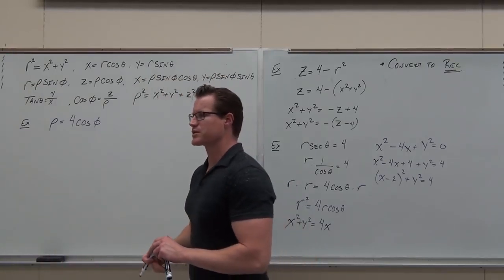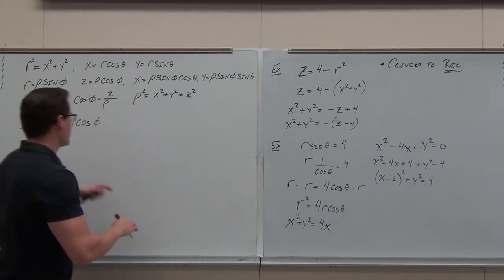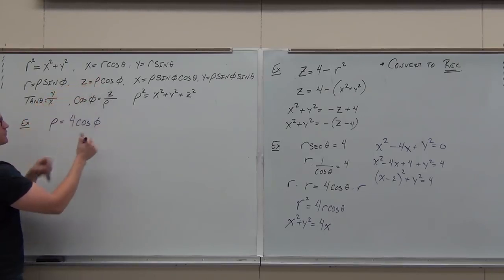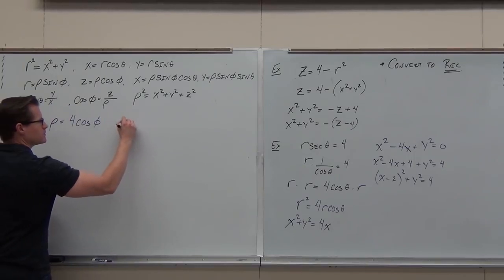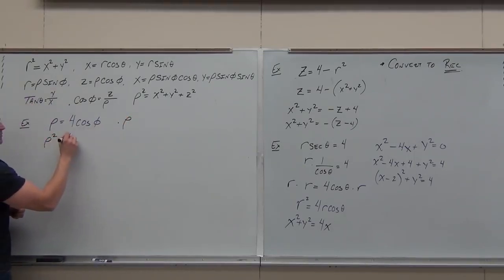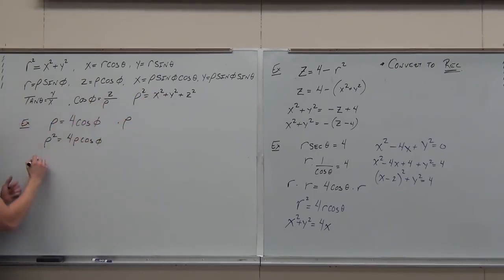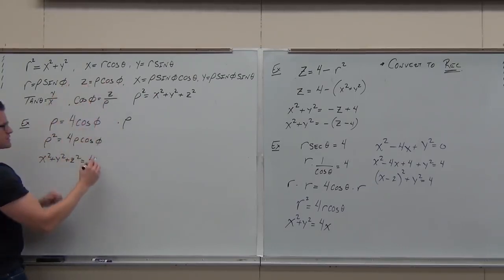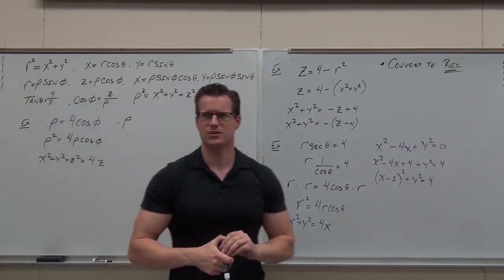For things like this, try the same exact technique that we used for this one. So when you have rho and you want rho squared, and you have cosine phi and you want rho cosine phi, try doing things like multiplying by rho on both sides. And then we get some nice stuff. I know rho squared is x squared plus y squared plus z squared. I know that this is z. You guys okay with that one?